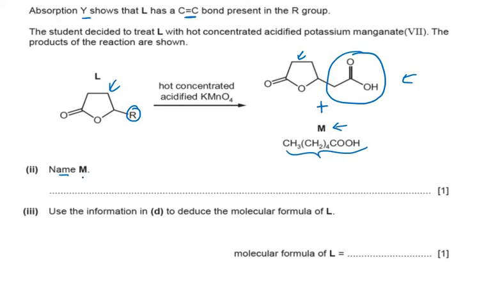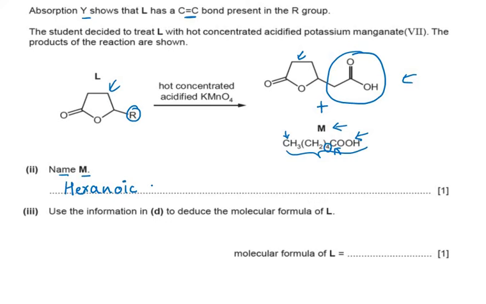Now it says name M. Count the number of carbon atoms first. Here it's 1 carbon atom, then 4 times CH2 group, so a total of 5 carbon atoms, and here is the 6th carbon atom with the main functional group, carboxylic acid. So the simplest name of M is hexanoic acid.